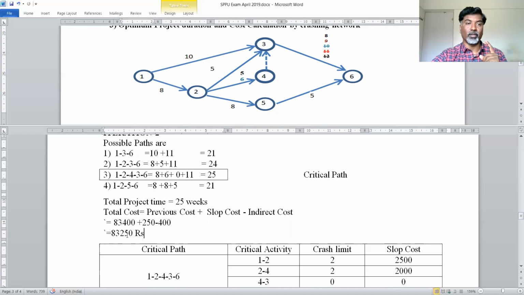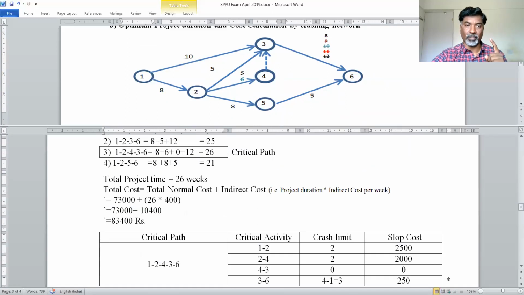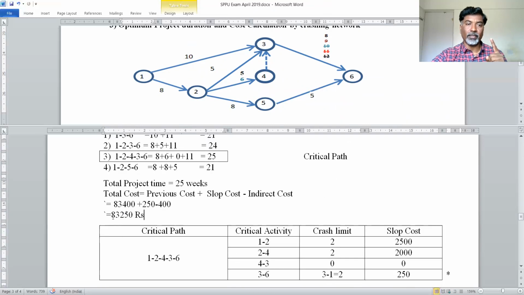Now you have to check whether the current total cost is less than the previous cost or not. Here the previous cost was 83,400 and now we are getting 83,250. So this is a lower value. So we have a chance to crash the network by 1 week. So how to do that?